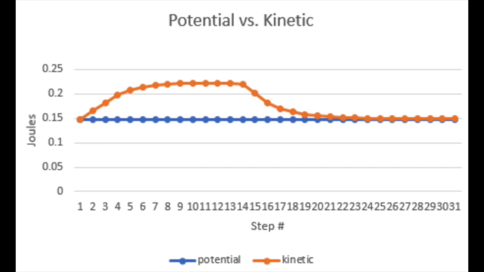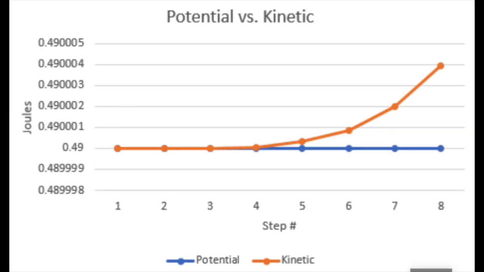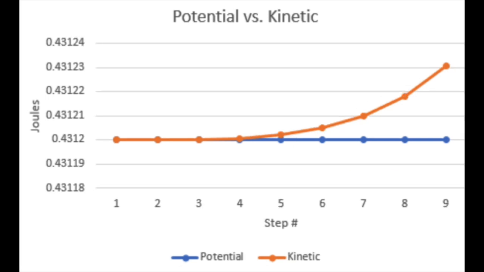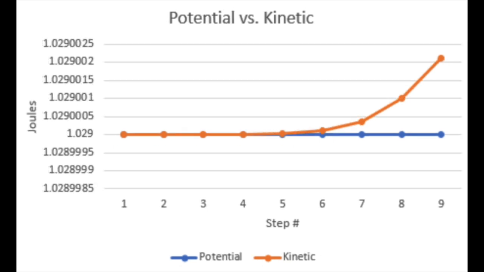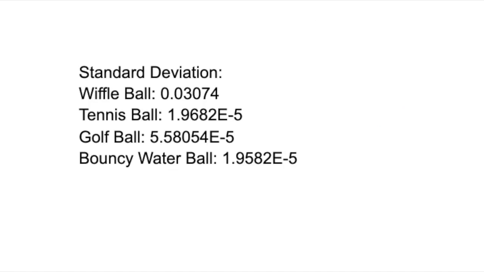To get a quantitative estimate of our error, we graphed the gravitational potential energy and the kinetic energy over time and found the standard deviation. These were our calculated standard deviations.